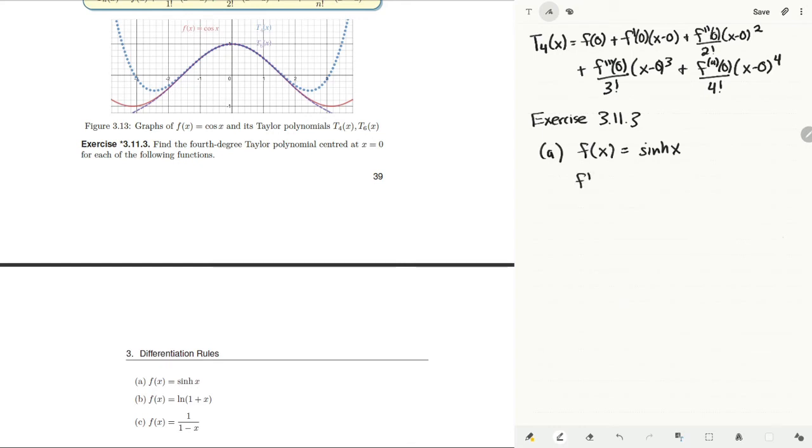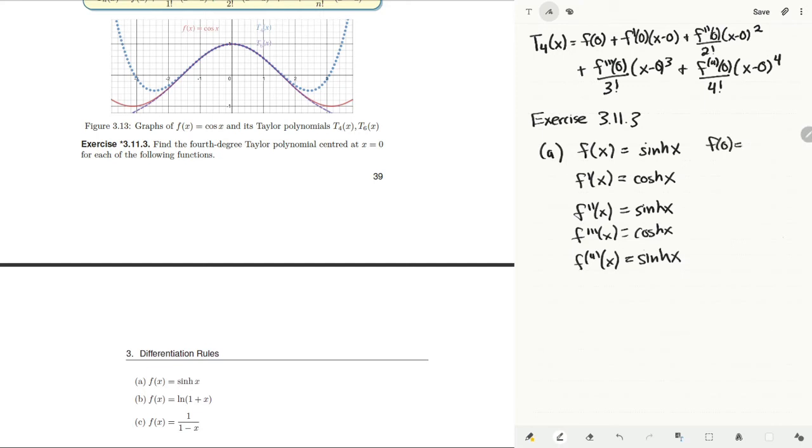Well, we know that f prime is cosh, f double prime is sinh, and f triple prime is cosh, and the 4th derivative goes back to sinh. So now let's evaluate these functions at 0.